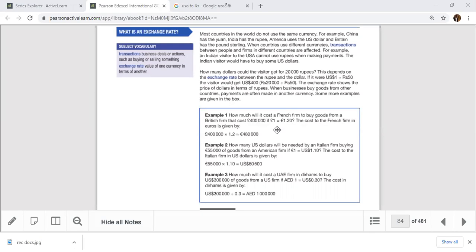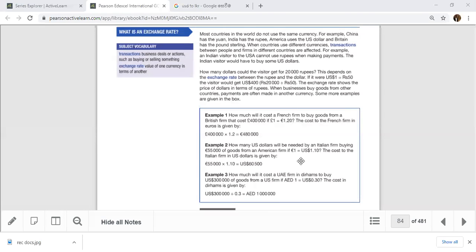If you ask what is the strongest currency and what is the weakest currency here, the strongest currency, no doubt about it, is the sterling pound. Why? Because one sterling pound equals more than one euro, 1.2. They have to pay more euros for one sterling pound. So when you multiply 400,000 pounds by 1.2, in euro terms it is 480,000 euros.